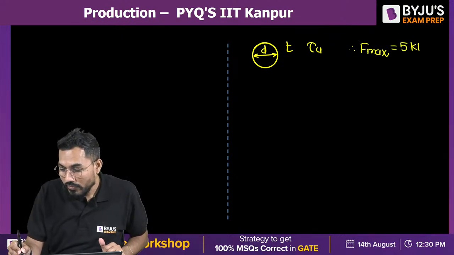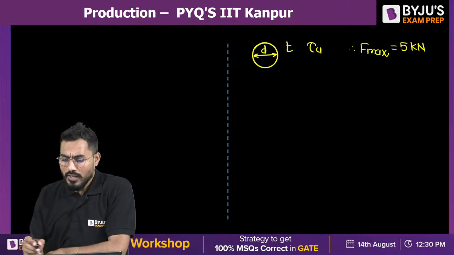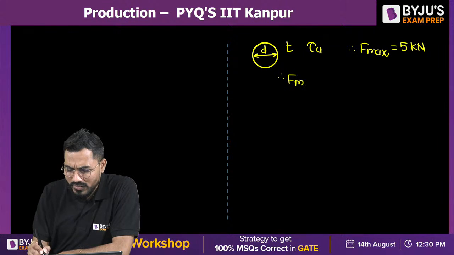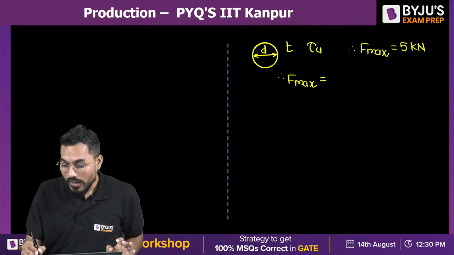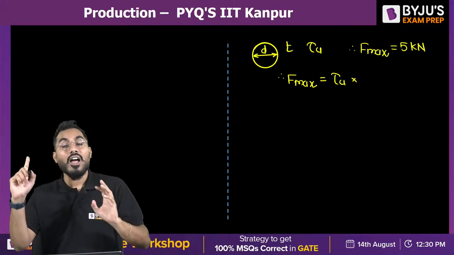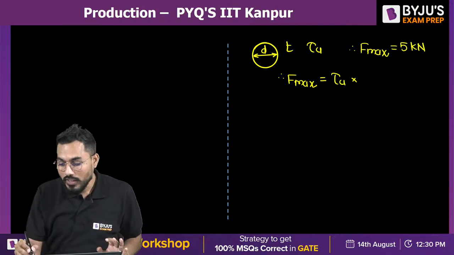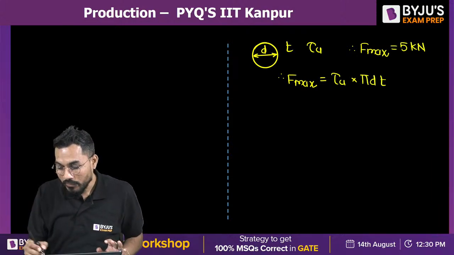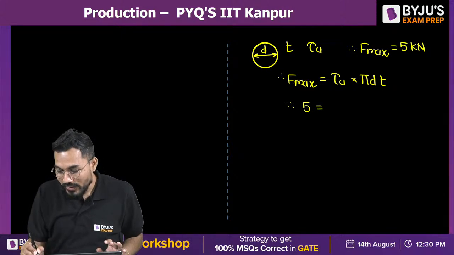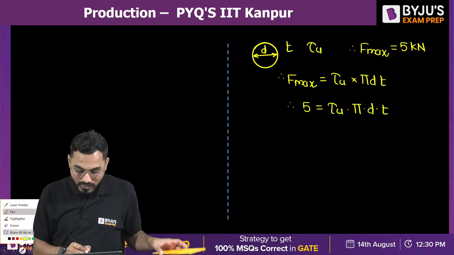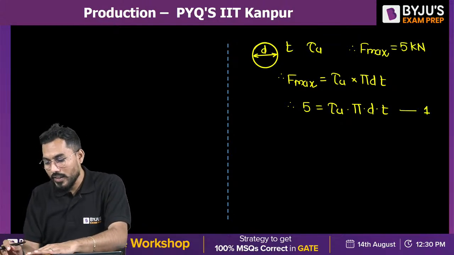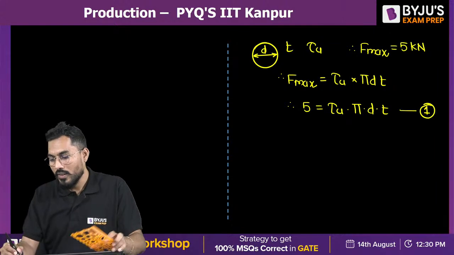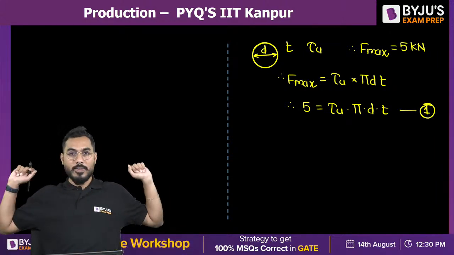The force required, F max, is 5 kilonewton. Do you know how to calculate the punch force required in punching and blanking operations? It's very simple: ultimate shear stress multiplied by shear area. For a blank, the shear area is the circumference pi d multiplied by sheet thickness t. So 5 kilonewton is equal to tau u into pi into d into t, and this can be considered as my equation number 1. I'm doing nothing else; whichever data is given, I'm just writing down the equation. Is it understood? Yes. Next now.